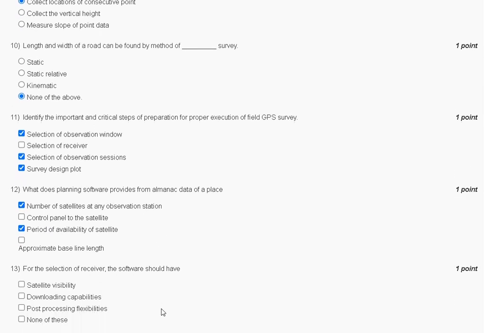Question number 13. For the selection of receiver, the software should have. The correct answer is option A, satellite visibility. Option B, downloading capabilities. Option C, post-processing flexibilities.